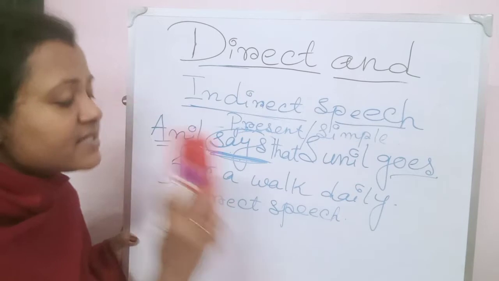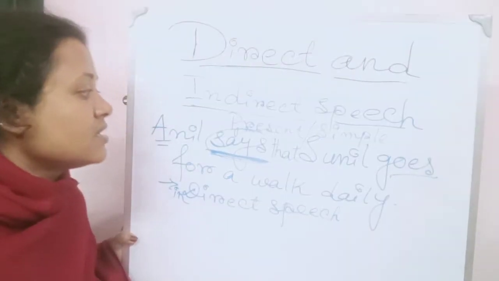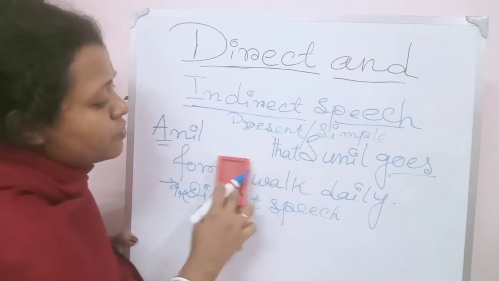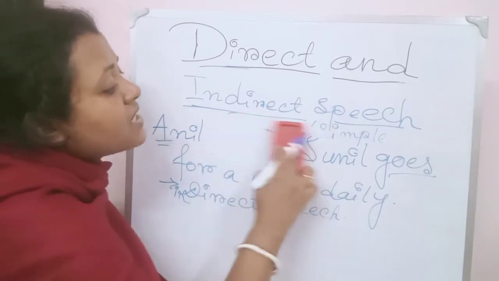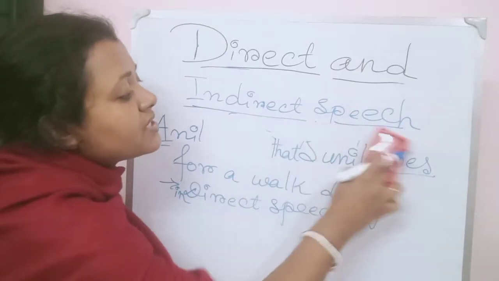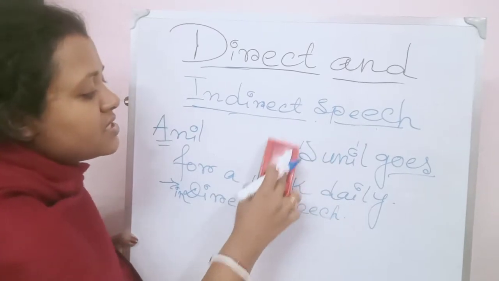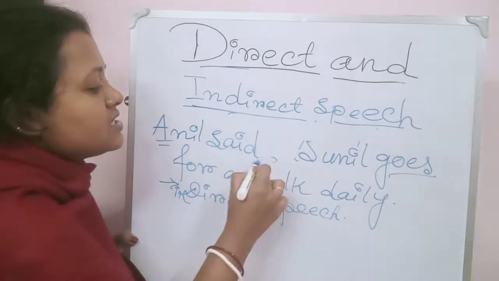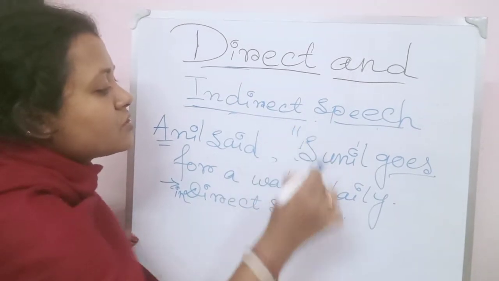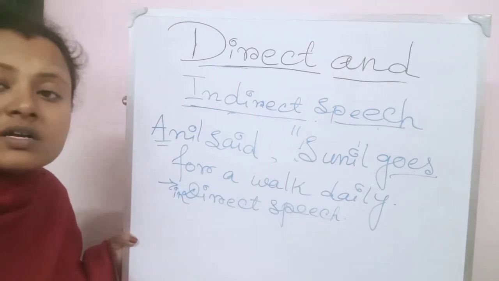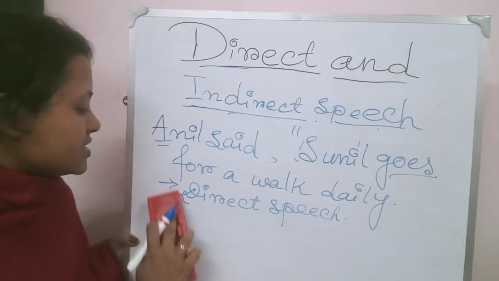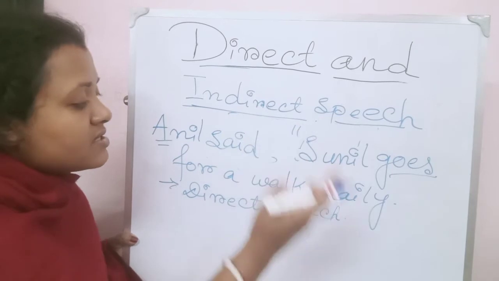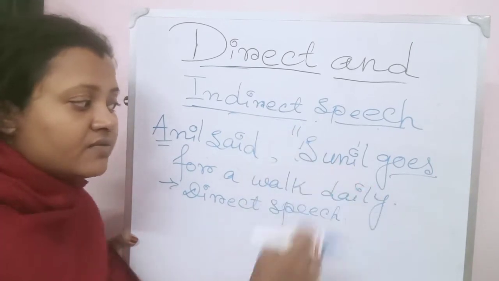Now, if the same sentence is written but the reporting verb is in past tense, then what will be the changes? Suppose the same sentence is given: Anil said, comma, Sunil goes for a walk daily. So the sentence is written in direct speech. Why? Because there are inverted commas.